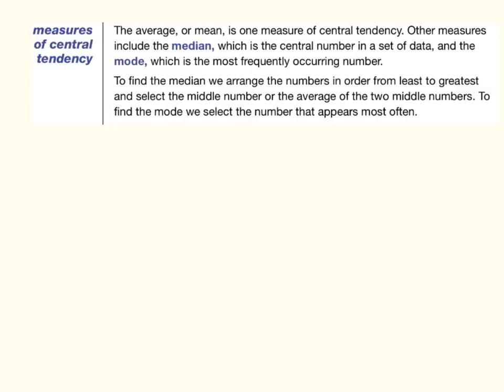So there are 3 different words under measures of central tendency: median, which is the middle number; mode, which is the most common; and then average, which is the mean. Now it tells us to find the median, so you want to write this down. To find the median, you put the numbers in order from least to greatest, and you find the middle number. If there's no middle number, then you have to average the 2 middle numbers. Next, write this down: to find the mode, you select the number that appears most often. Make sure that is all in your notes, okay?